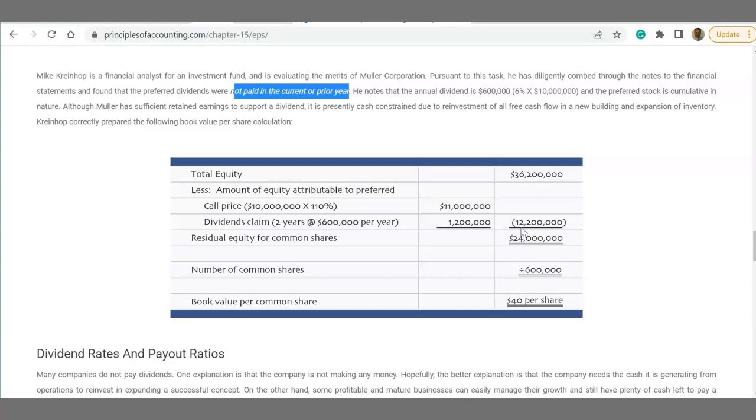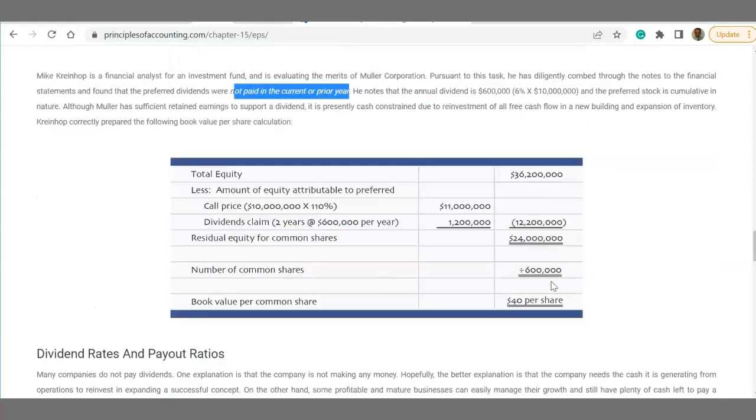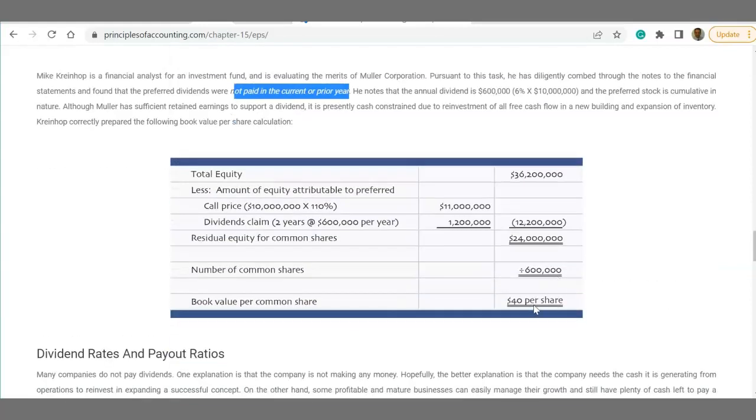That finally gives us the residual equity for common shares. It's 24 million actually available, instead of just saying, oh, this is 36.2, let's calculate the book value. This is what realistically you can get out of this. So 24 million divided by 600,000 common shares outstanding gives you $40 per share, the book value.